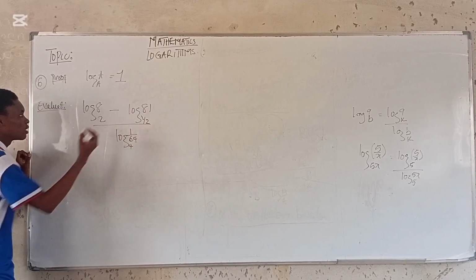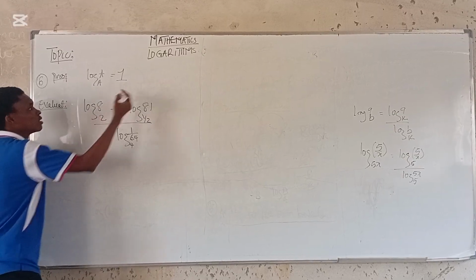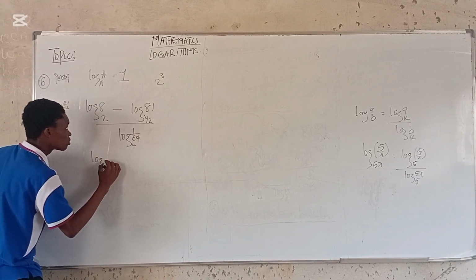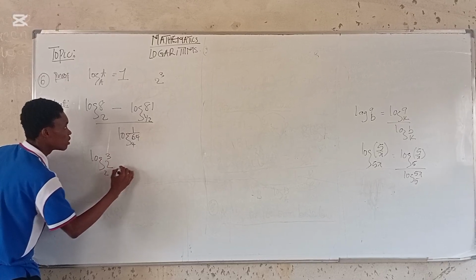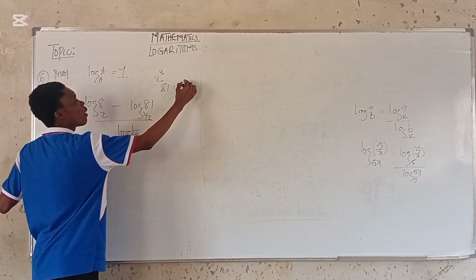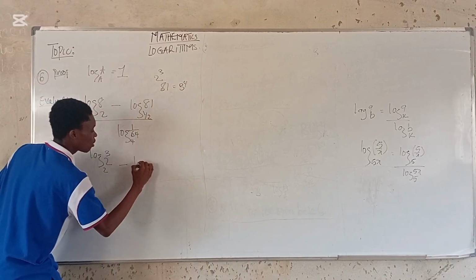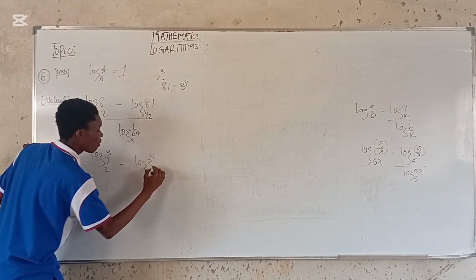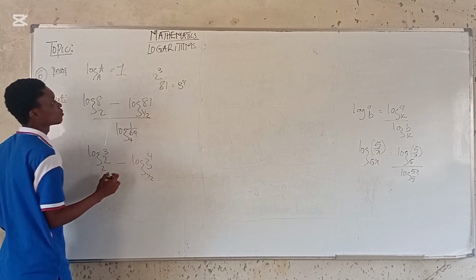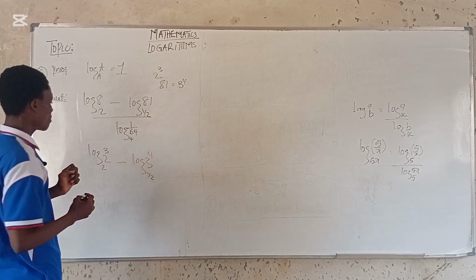Let's go. Now from here we know that 2 to power 3 is 8. So here we can say log 2 to power 3 base 2 minus 81, which equals 3 to power 4. So we can say here is log 3 to power 4 base 1 over 2. All right. So from here, what do we do from here?